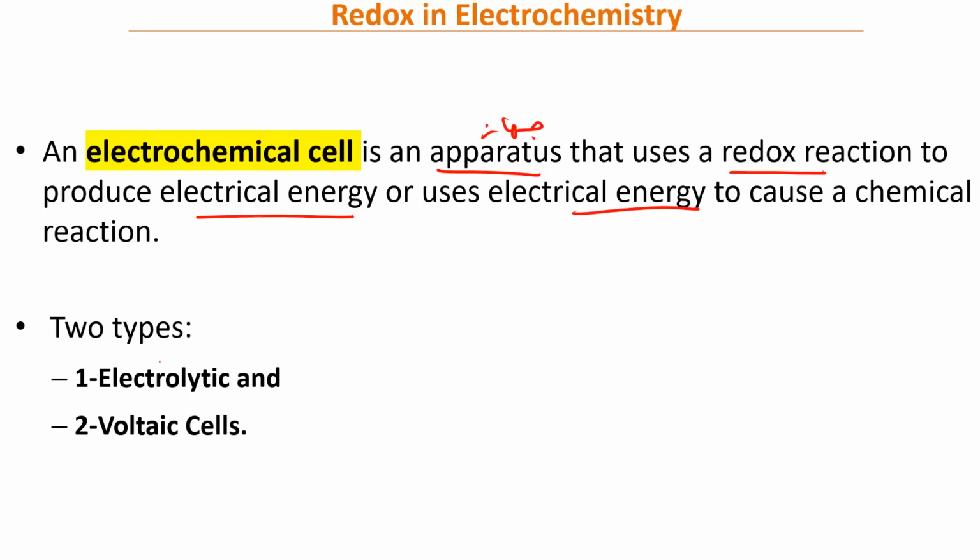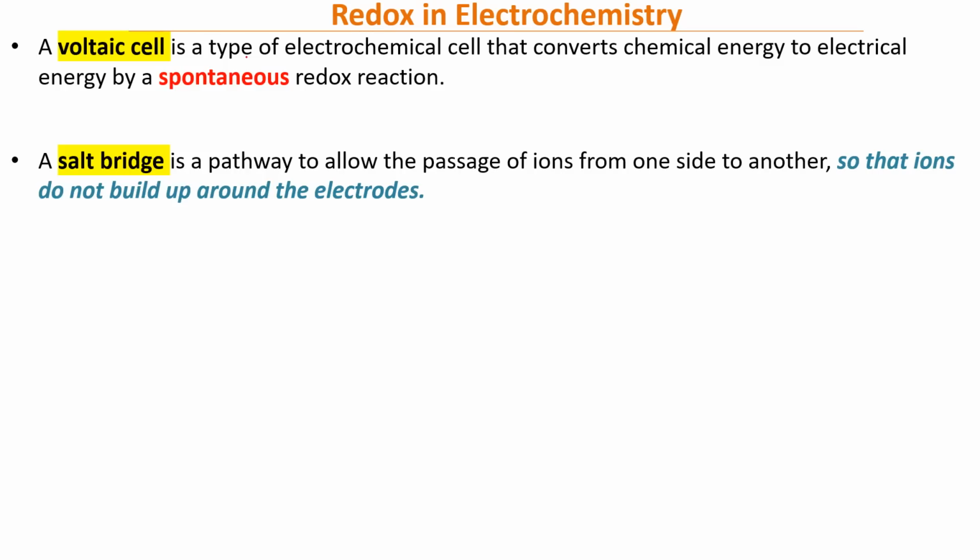We have two types. We have electrolytic cells and we have voltaic cells. In this lesson, our main focus is on voltaic cells. Okay. So a voltaic cell is a type of electrochemical cell that converts chemical energy into electrical. يعني إذا السيل تحول الطاقة الكيميائية لطاقة كهربائية نسميها voltaic cell. And the redox reaction is spontaneous. We will see why later.